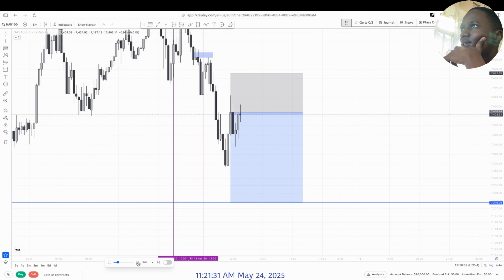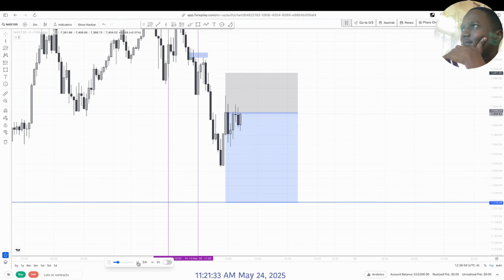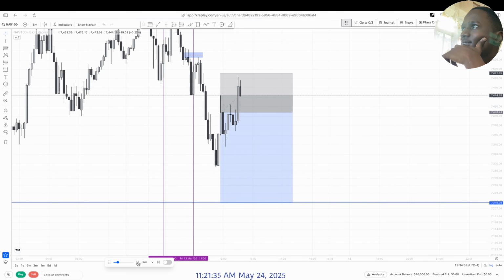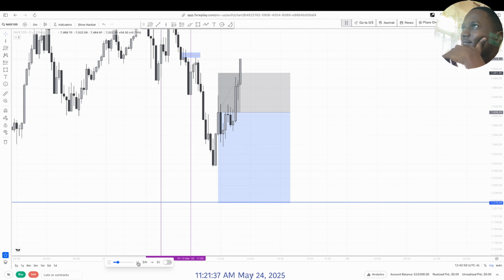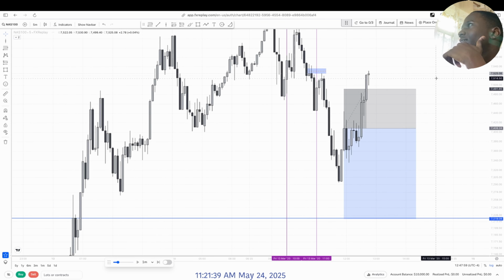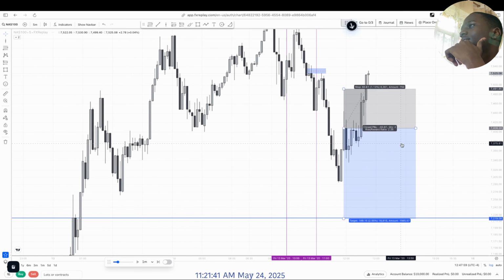Do we drop? We're struggling to. And it ends in a stop out. I can save the image.